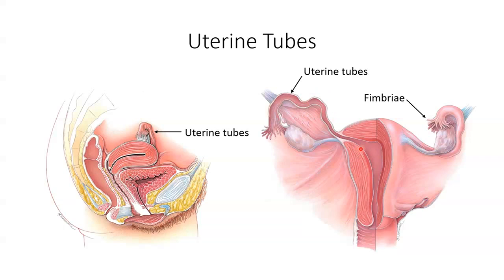The middle layer is the muscularis. So it's an inner thick layer of circular smooth muscle, and then a thinner outer layer of longitudinal smooth muscle. Peristaltic contractions of the muscularis and then the ciliary action of the mucosa will move that oocyte from the ovary through the uterine tube down to the uterus. The outer layer of the uterine tubes is the serosa, and this is just made up of a serous membrane, so a fluid secreting membrane.